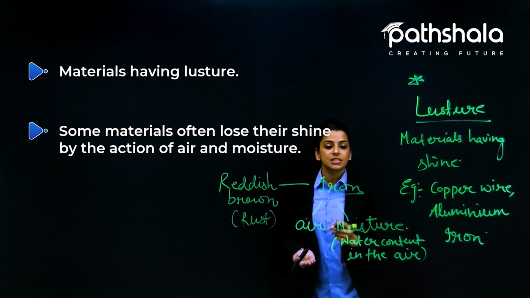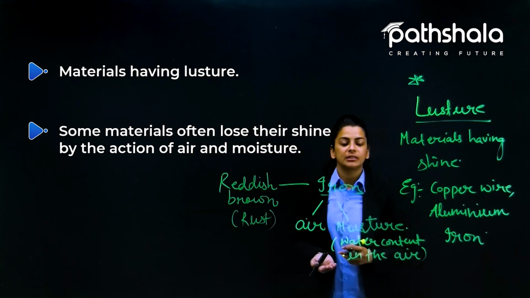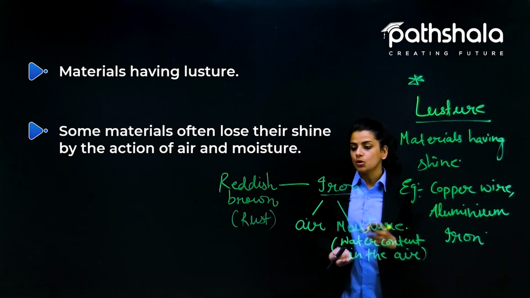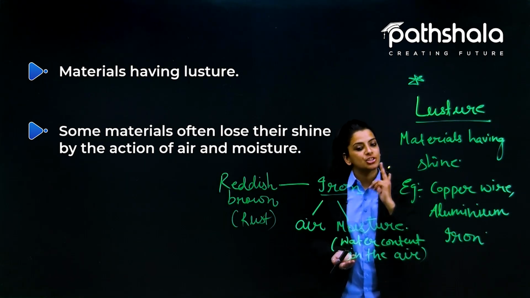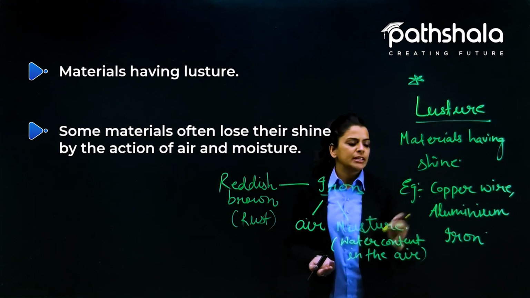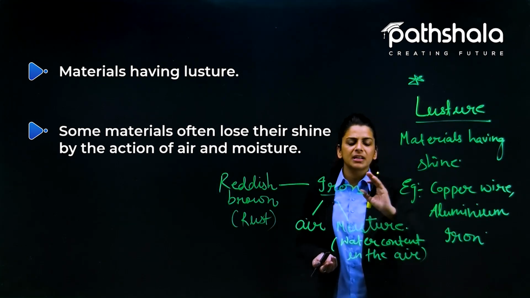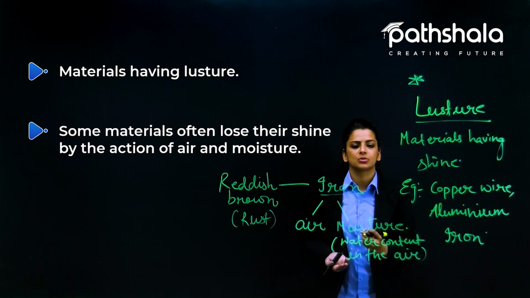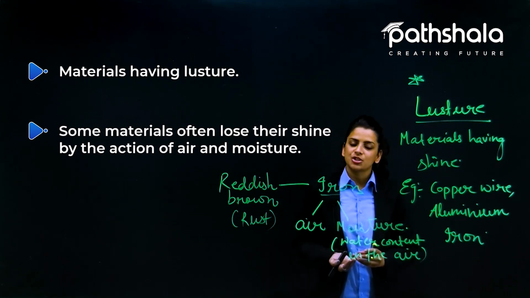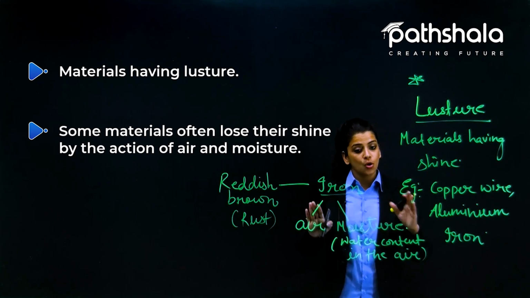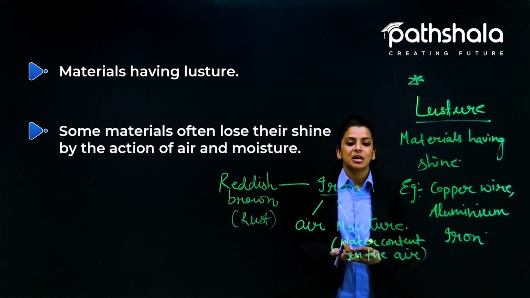So ये किस वजह से form होता है? Air and moisture content in the atmosphere. So yes, in this case the iron loses its shine. ये तो हमने बस एक iron का example लिया है, but ऐसे और भी shiny materials होते हैं, जो in the presence of air and moisture they lose their shine and they no longer appear as lustrous materials.